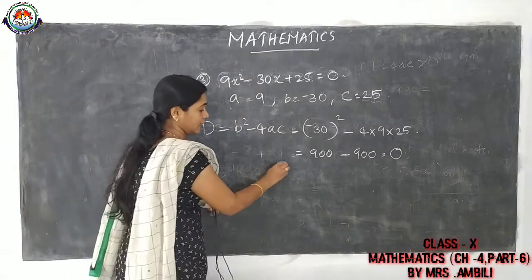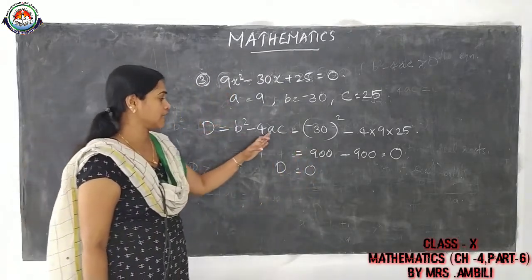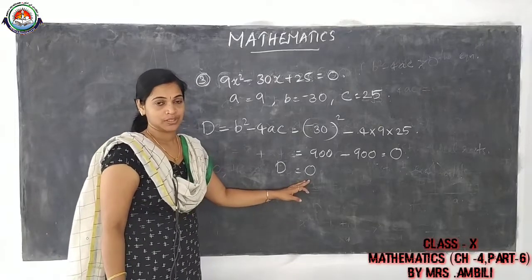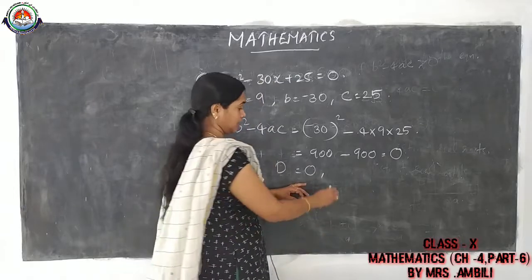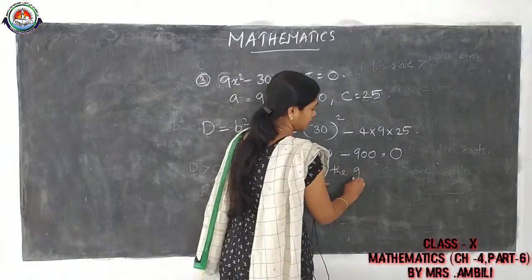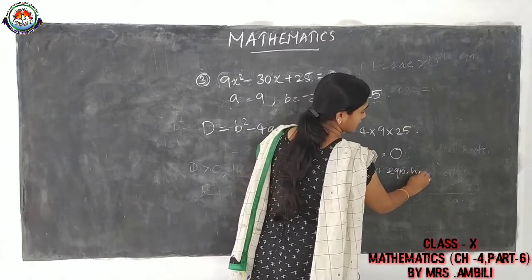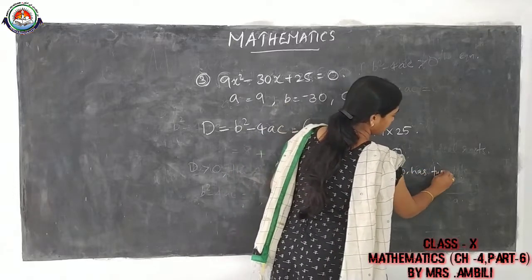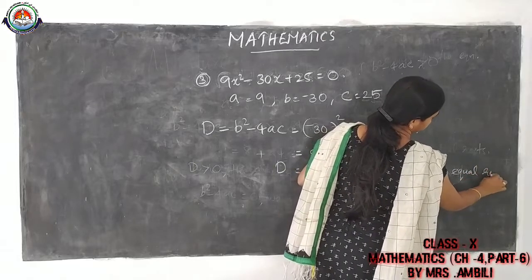So what we got here? D equal to 0. That is, the value of b square minus 4ac equal to 0. If b square minus 4ac equal to 0, it means the given equation has two equal roots.